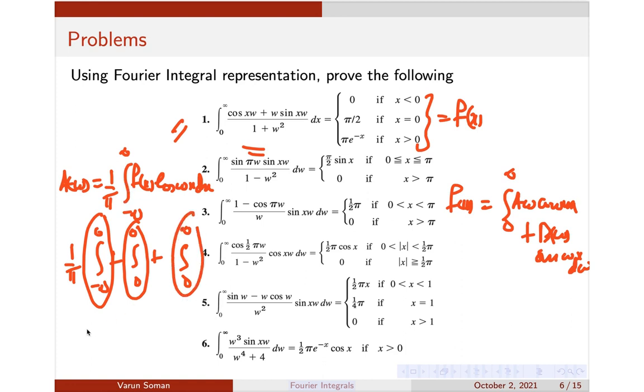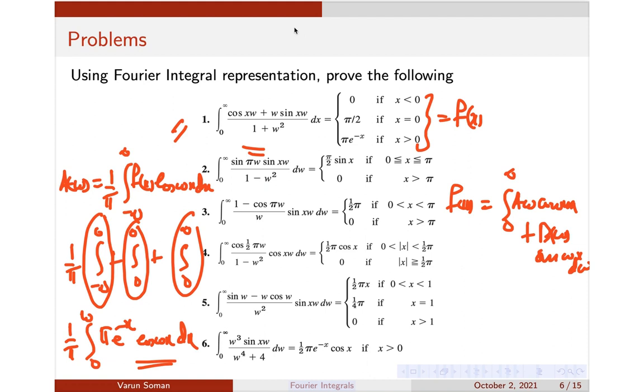So your a omega will reduce to simply 1 by pi times the integral from 0 to infinity of f of x, which is pi e raised to minus x, into cos omega x dx. If you find this, you will get your a omega. I hope that is clear. Similarly, you can find b omega also.